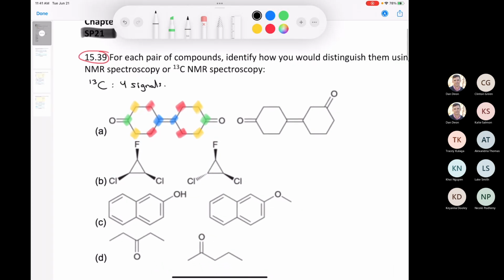Could anybody tell me how many signals there would be in the carbon-13 in the other compound? And don't be shy to type it into the chat, even if you have a guess, even if you think it's a wild guess.